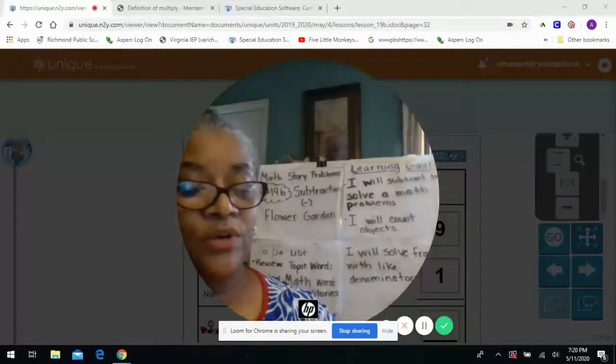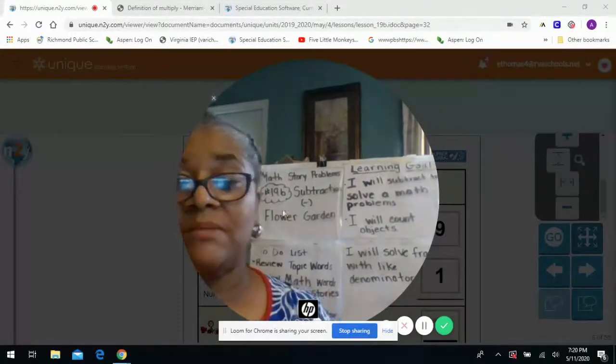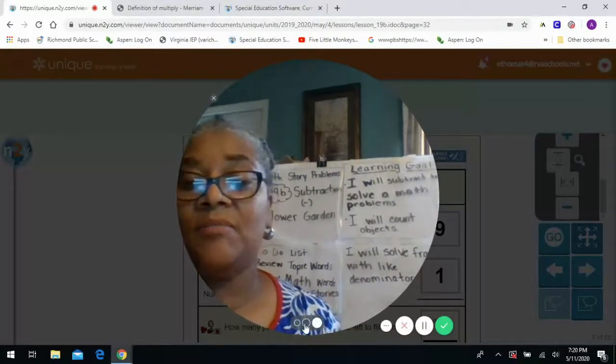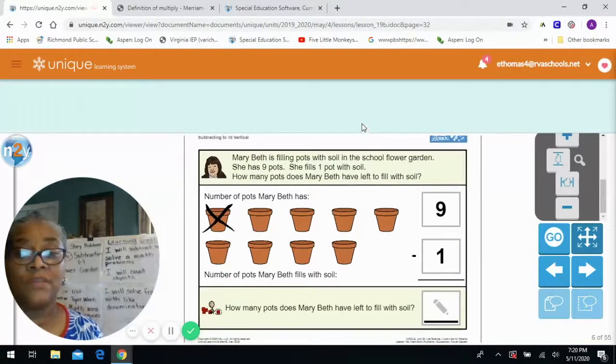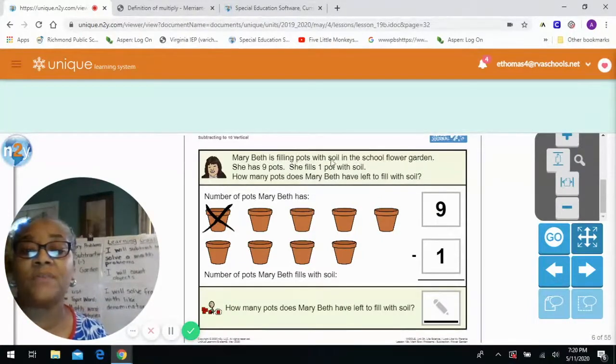All right, so we're going to go over some subtraction and work some things out. We're going to hide that, and I'm going to go smaller. We're starting with things in our math journal. So Mary Beth is filling pots with soil in the school flower garden. She has 9 pots. She fills 1 pot with soil. How many pots does Mary Beth have left to fill with soil?